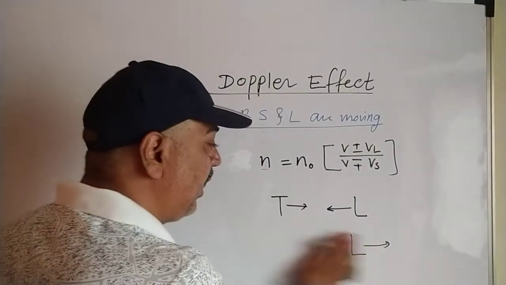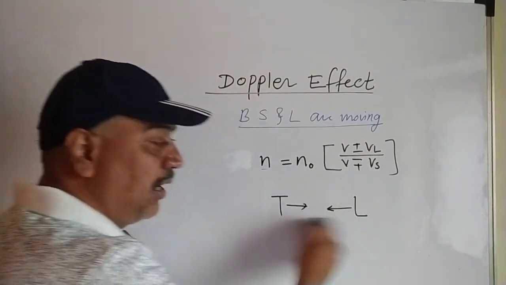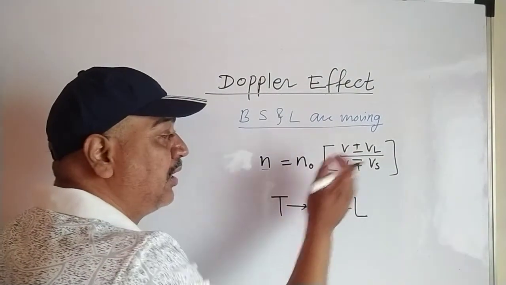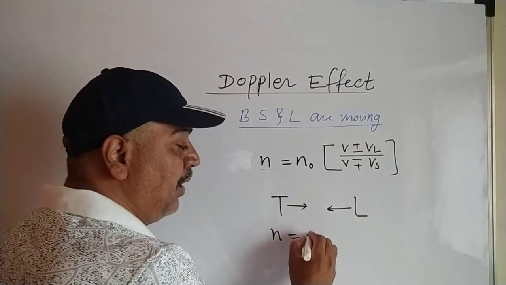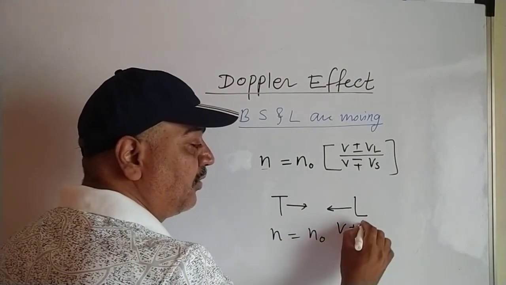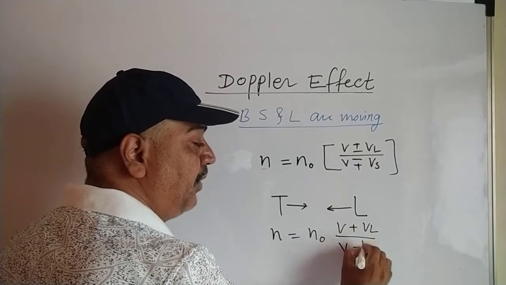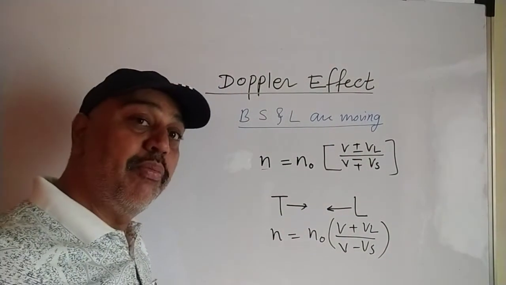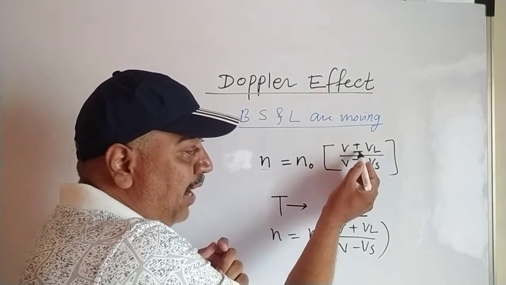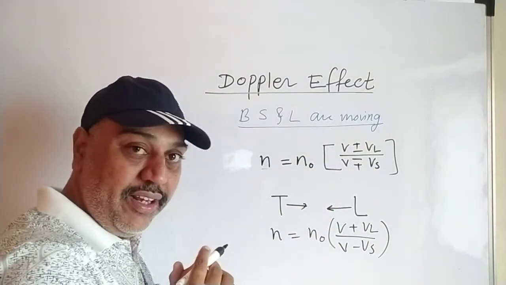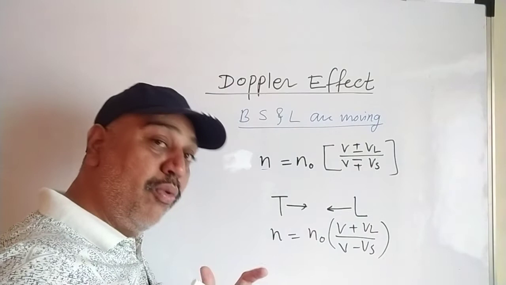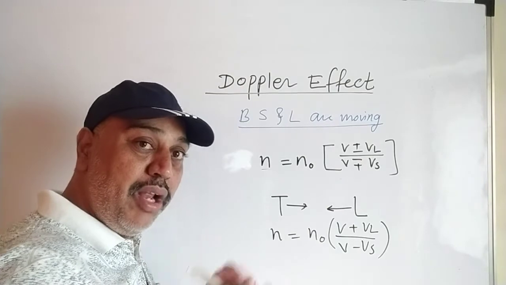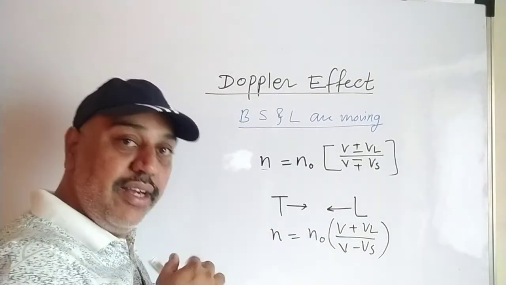Now suppose the train and listener are both moving toward each other, approaching each other. Upper signs should be used, so we can write the formula n equal to n0 (v plus vl) divided by (v minus vs). If they are moving away from each other, this becomes minus in the numerator and plus in the denominator. If only one of them is moving and the other is steady, we can still use the same formula. But the point to remember: approaching, upper sign; moving away, lower sign.